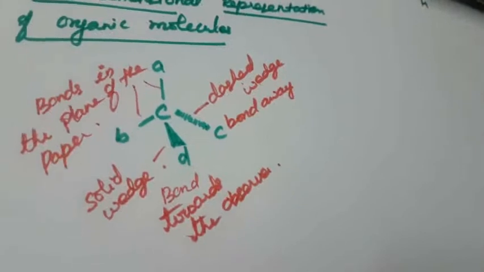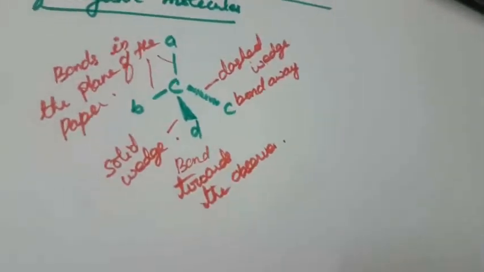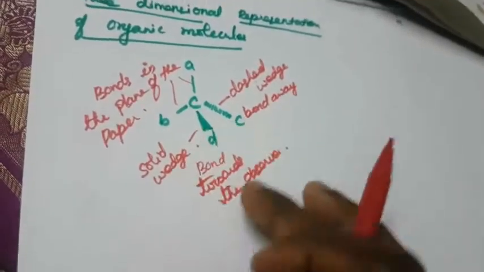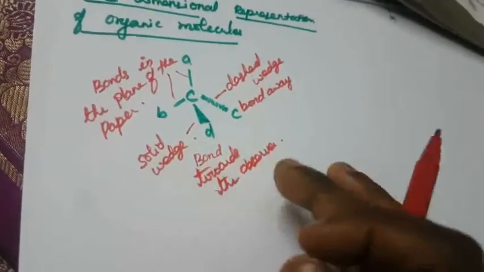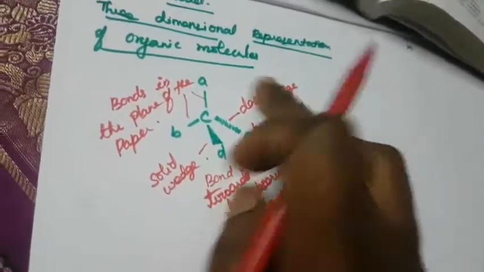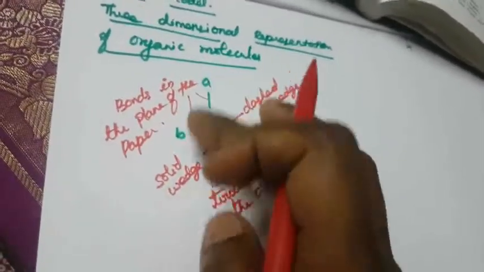This is the structural representation of this carbon. These are the three things. The first one is the solid wedge, which is a bond towards the observer, above the plane. This one is below the plane. This one is bonds in the plane of the paper.